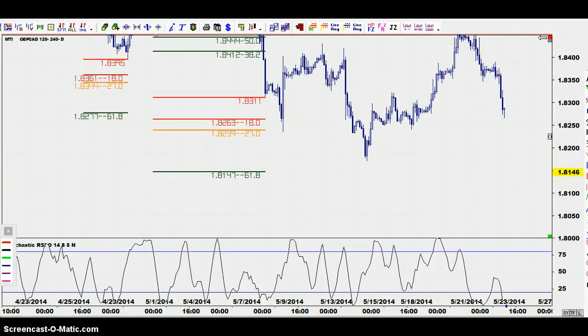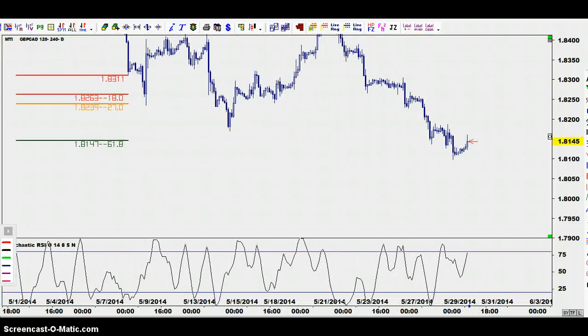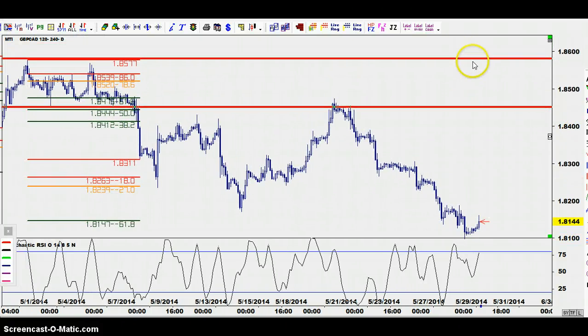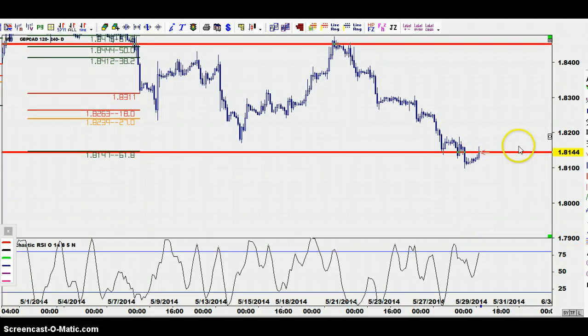And let's see. All right, so it looks like we've just hit a D. Yep, it hit a 5.0, came back and tapped in on that D. So we're expecting it to pull back.